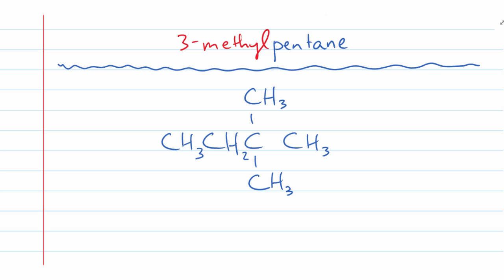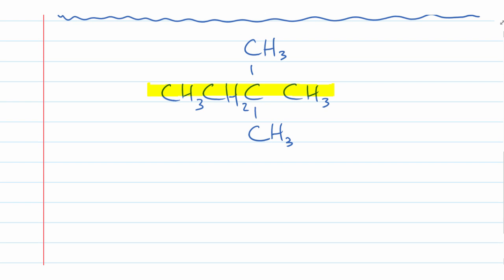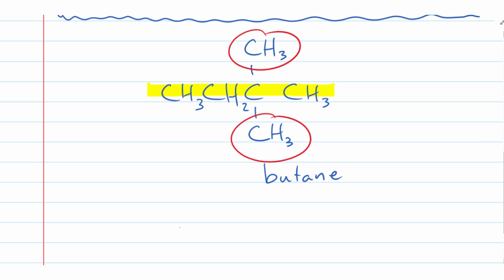Then to name it, we look at the longest consecutive chain of carbon atoms, which again in this case is going to be how many? 4. 4-carbon alkane is called butane. How many carbon atoms in each of these branches? There's 1 carbon atom. A 1-carbon branch is called a methyl group. And how many methyl groups do we have? 2. So then it would be dimethyl butane.